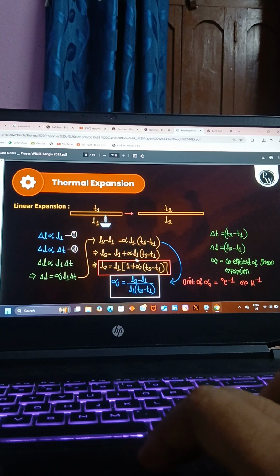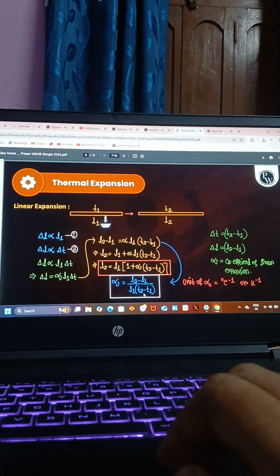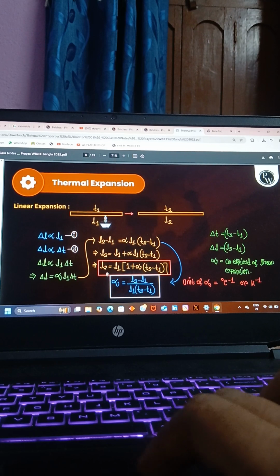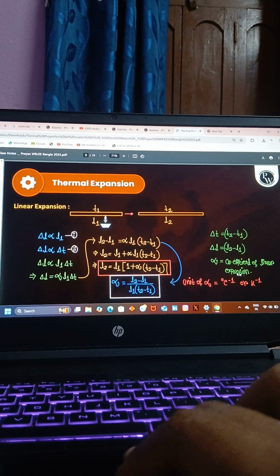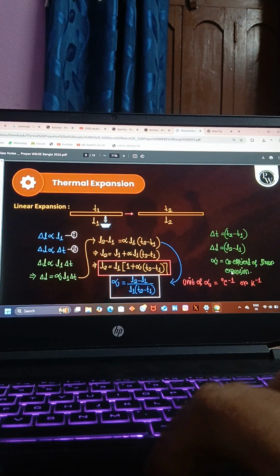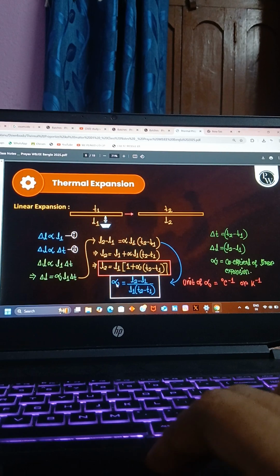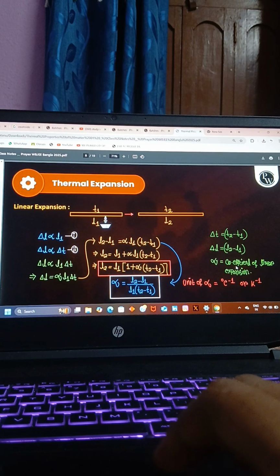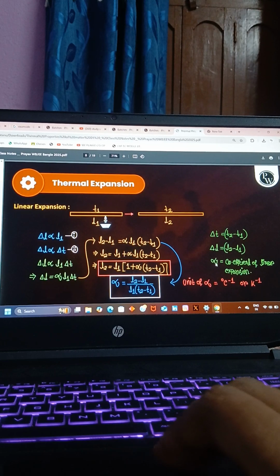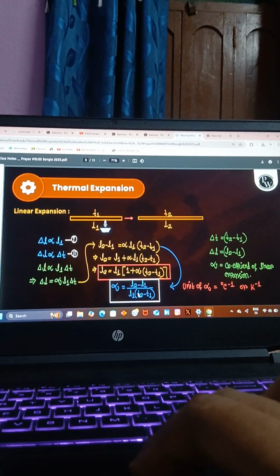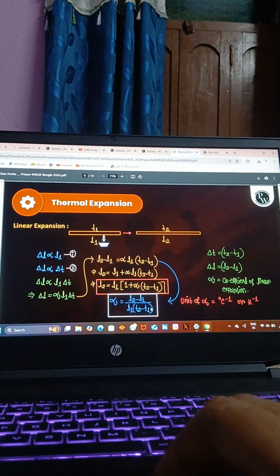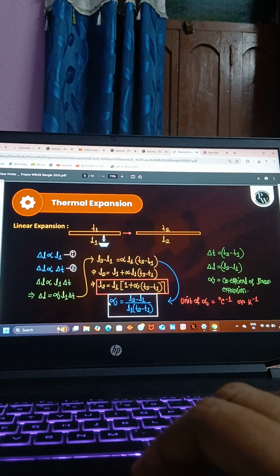If we make the formula of change in length and change in temperature, there is a new coefficient, that is the coefficient of linear expansion, denoted by alpha, equal to L2 minus L1 by L1, the primary length of the rod, into T2 minus T1.